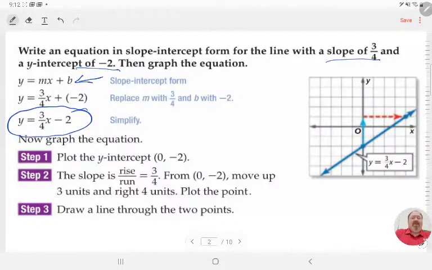Now we need to plot that. So we know that if we plug 0 in for x, we get -2 for y. We know that because the y-intercept is -2. So we could go over to our graph and we could go 0, -2, and put our point. Okay? Then we know that our slope is 3/4, which is rise over run. So we go up 3, 1, 2, 3, and then we go over 4, 1, 2, 3, 4, put our point, and then we can draw our line through those 2 points. And that's how we would graph it. Okay?